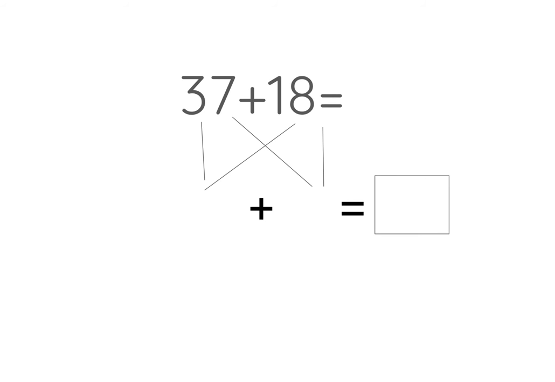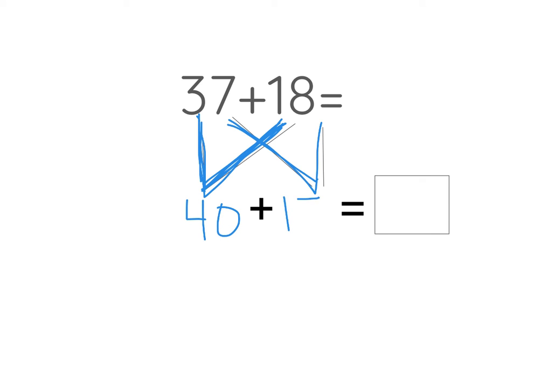Kids like this because it's faster than expanded. You don't have to write as many numbers. But this is where we make mistakes because if you don't call it by the name in your mind, you're going to miss it. So make sure you say 30 plus 10 equals 40. 7 plus 8 equals 15. 40 plus 10 is 50. Plus 5 is 55. Great job.